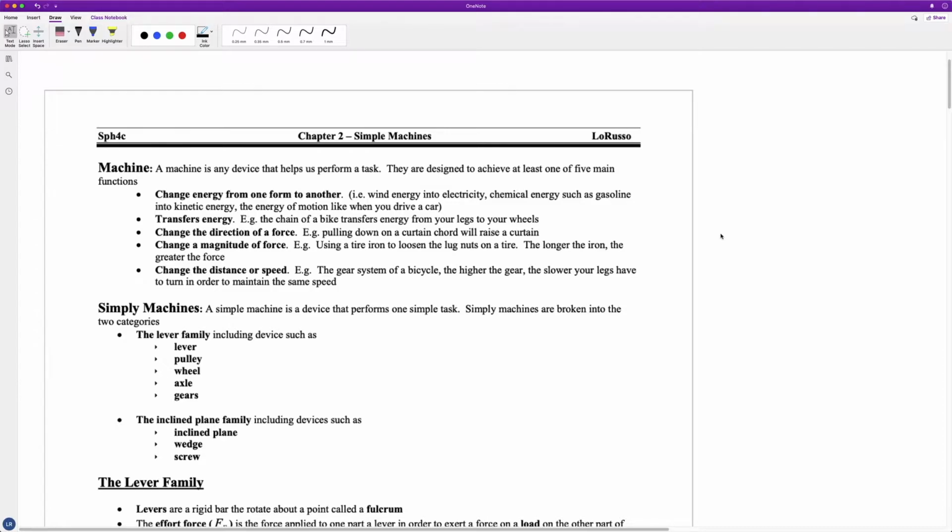One is to change energy from one form to another. So example, like a windmill, where we take wind and we convert it to electricity. Or you take chemical energy and convert it into motion. So for example, when you put gas in your car, the chemical energy in the gas is designed to run the engine, which then in turn turns the wheels and you drive away.